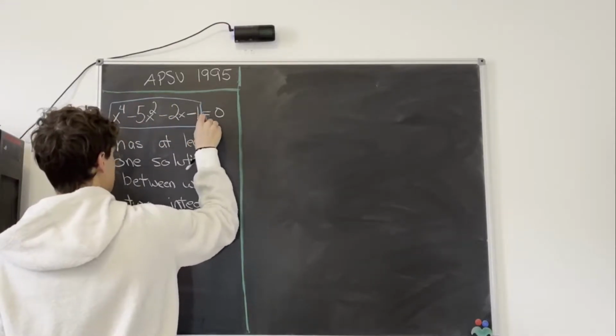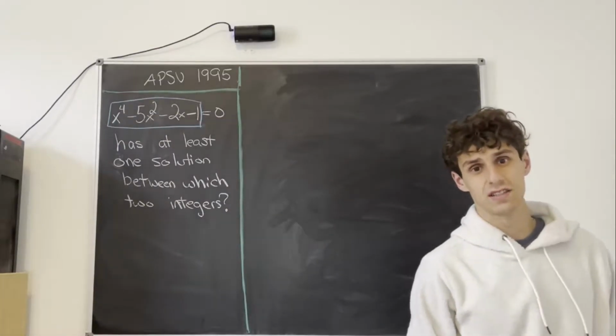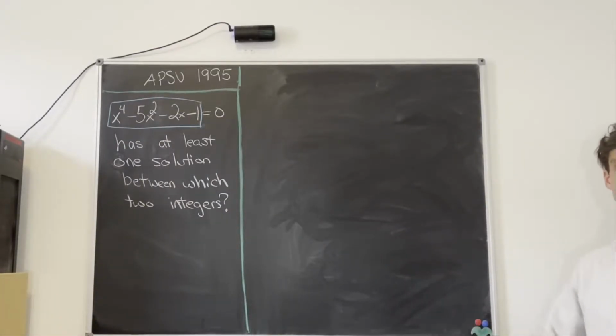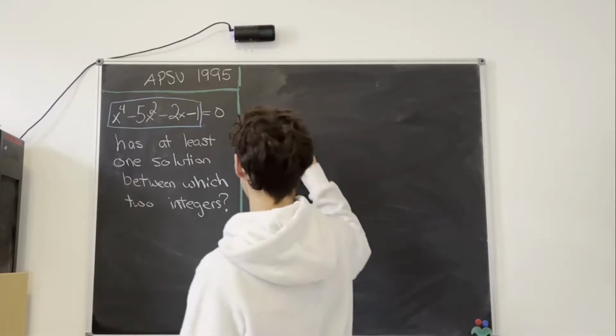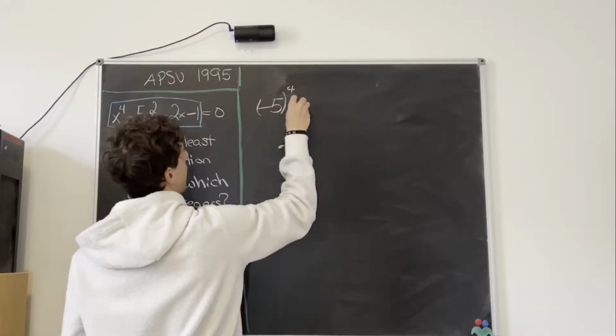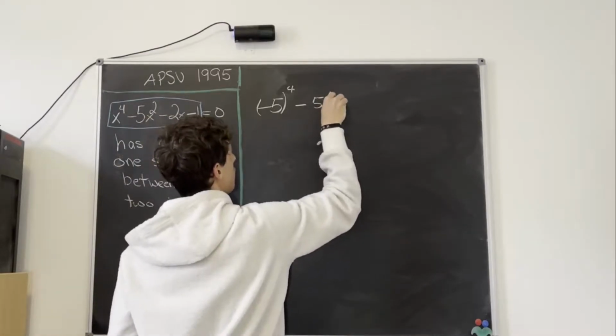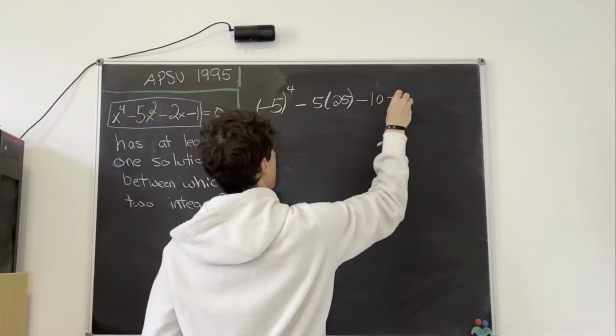The actual test gives us multiple choice answers, which we can test very easily for. But the way I want to do it is narrow down that range systematically. So first I want to plug -5 into this and see what we get. So we have (-5) to the fourth minus 5 times 25, that's 5 squared, minus 10 minus 1.